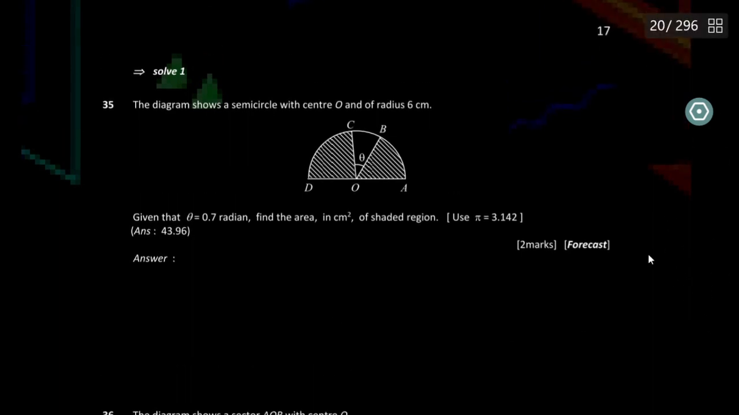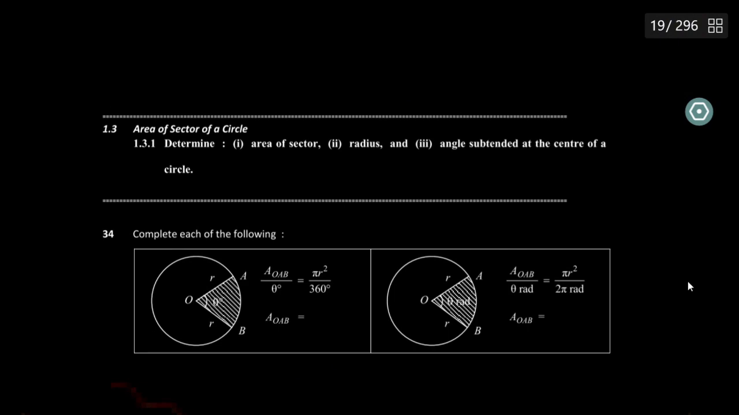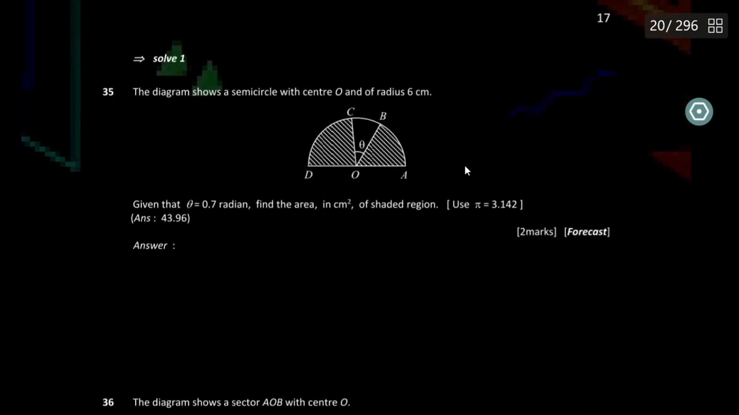So look carefully here. Remember, if sometimes you tend to forget your formula for area of sector, please go back and refer to the SPM formula list, because in SPM it is given. All right. So usually area of sector is 1 over 2 r squared theta. Okay, so let's try question 25.